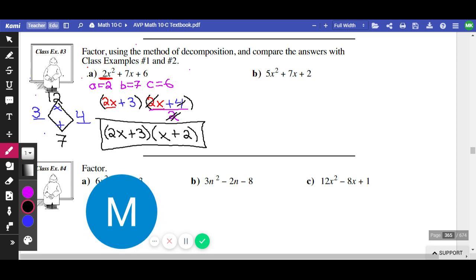Okay, let's do another one. So, first step, GCF, I can't. Second step, count my terms. I have 3 terms. That means I want to do diamond method. Let's build a diamond. On the top of my diamond goes A times C. A is 5, C is 2, that means 10 is on the top. The bottom of my diamond is my B value, which in this case is 7.